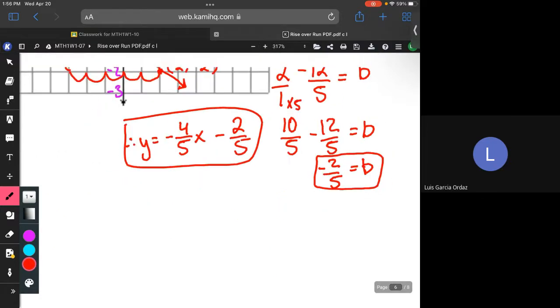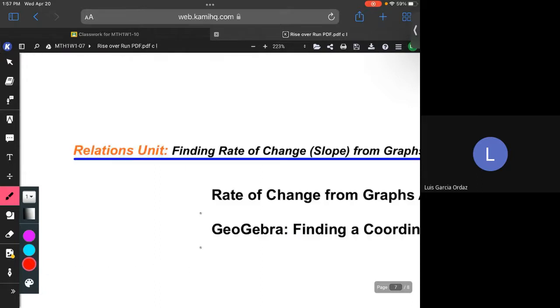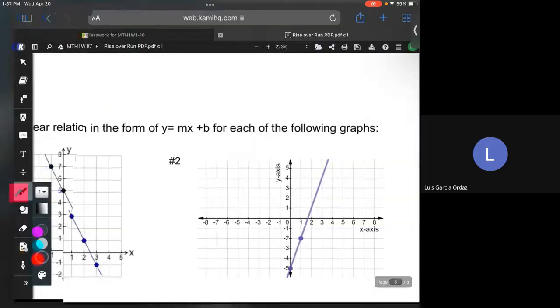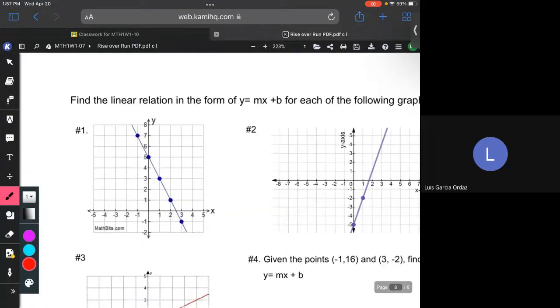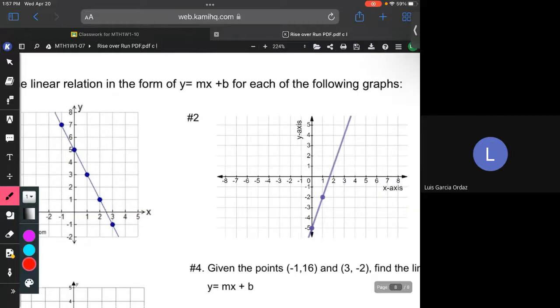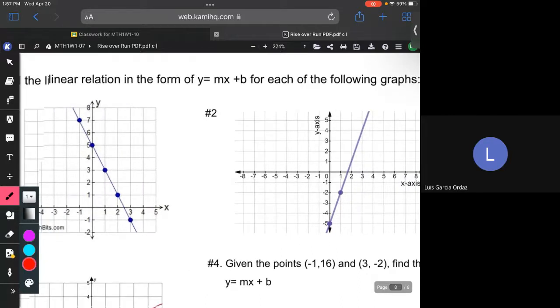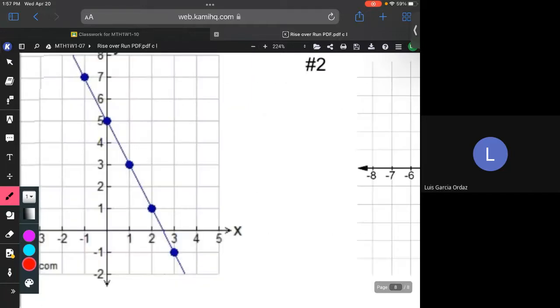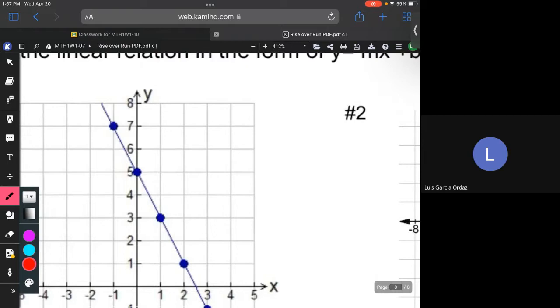I think we have one more example. So let's do the first one together. I want to find the linear relation in y is equal to mx plus b for each of the following graphs. In some cases, you're able to find your b value just looking at the graph. So in this case, what is my b value? At what value does my graph cross the y-axis? Where does it hit it?